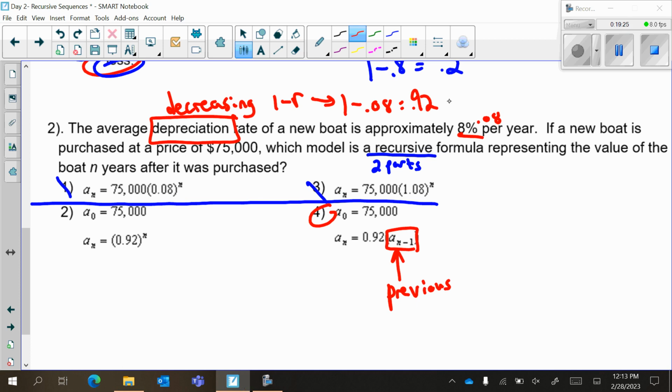Anyway, I hope this helped. And tomorrow in class, we're going to be working with both explicit and recursive, but we're going to throw some word problems into it.